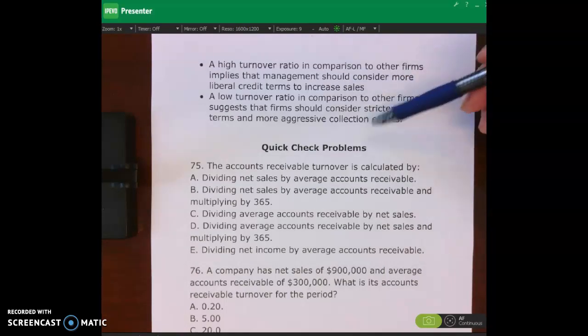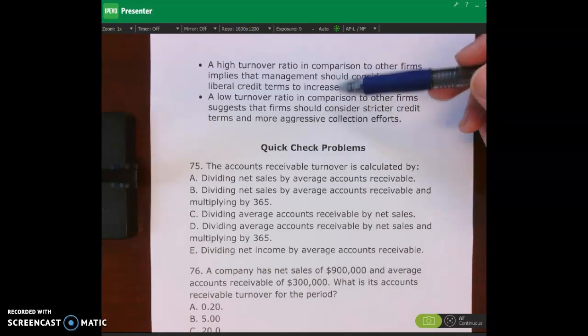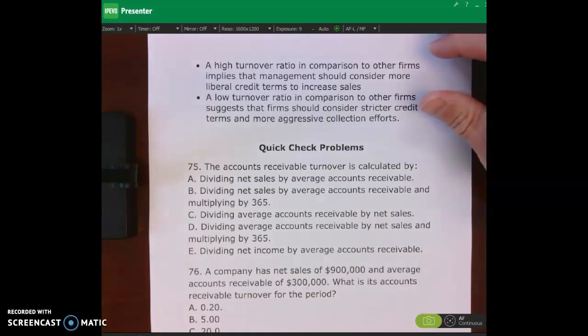But if I were running a company, I'd rather have it high than low, because low means that your credit terms are too loosey-goosey and you're going to have to really step up your collection efforts, right? And so you don't want to have to go down that path.